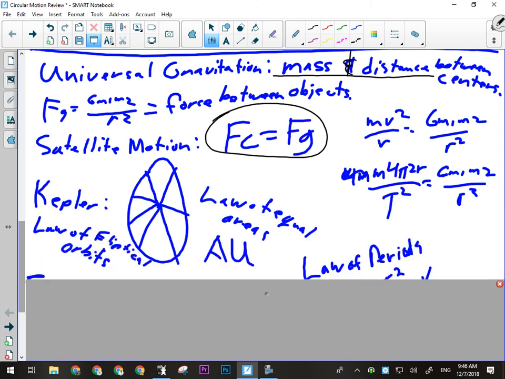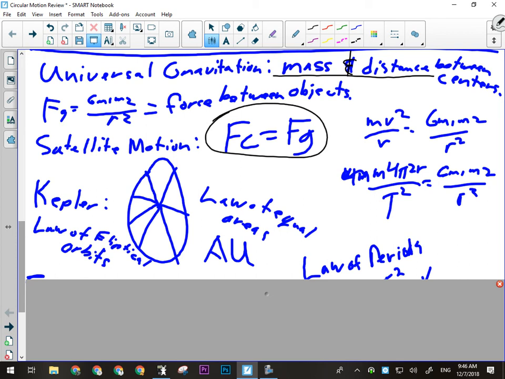Okay, then we had Kepler. For Kepler, be able to do multiple choice questions about what he did. He has 3 laws: the law of elliptical orbits, law of equal areas, law of periods. So an easy multiple choice question might be, which of the following would Kepler not agree with? Something like that. So make sure you know those.